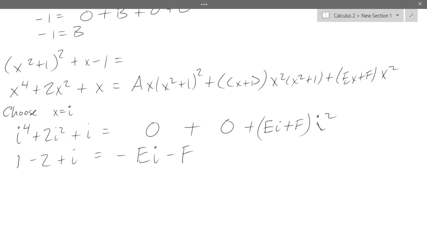Any questions on imaginary arithmetic here? All rules are the same, just I squared is negative 1, I to the 4 is regular 1. Nothing else fancy is happening. All right, 1 minus 2, negative 1 plus I equals, let's put our I term in the back, so we'll go minus F minus E I.